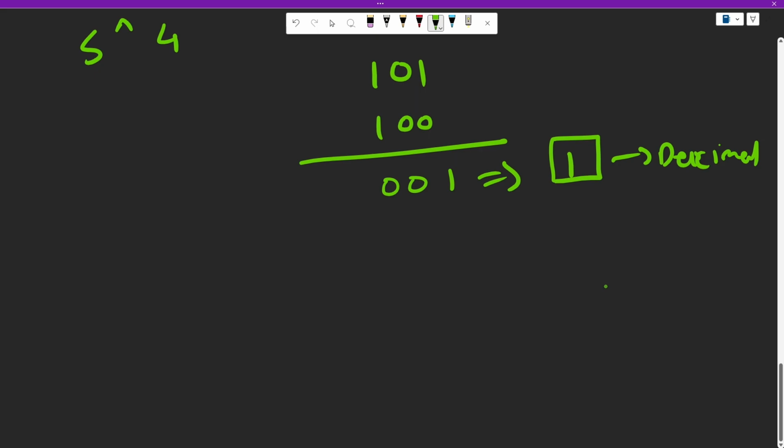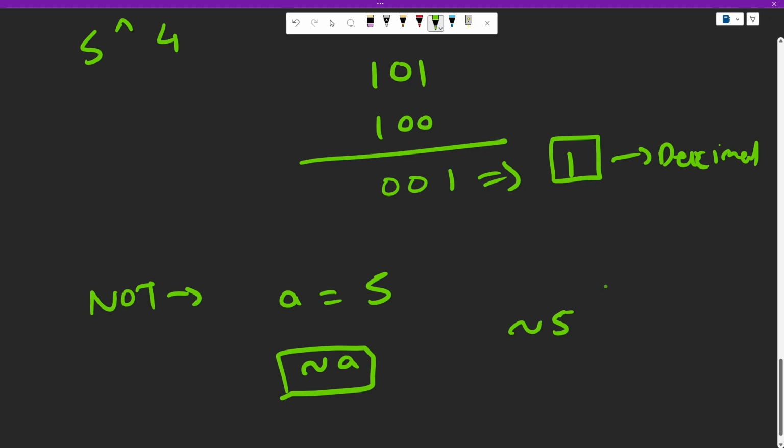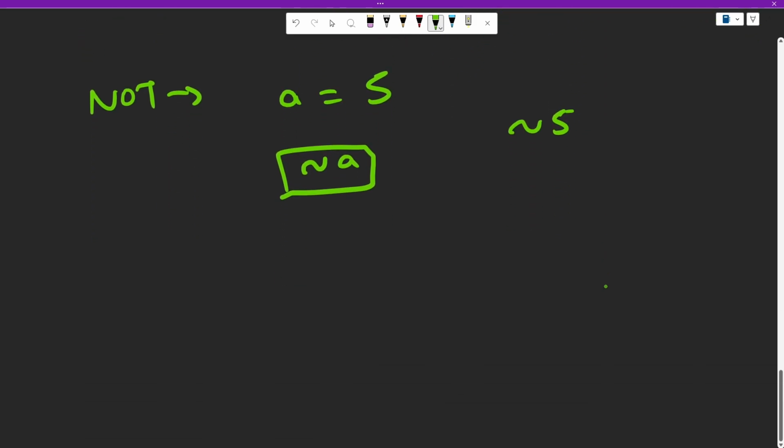Now let's take the NOT operator here. We will take a as 5 and we need to do a NOT operation here. This is how we represent it, NOT a, that is NOT 5. What happens here is every bit will be changed. So let's say 1 0 1, the result will be 0 1 0. The NOT operator inverts the bits, so 1 will become 0 and 0 will become 1.